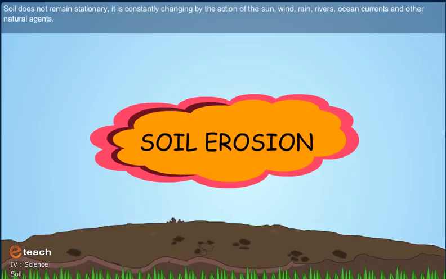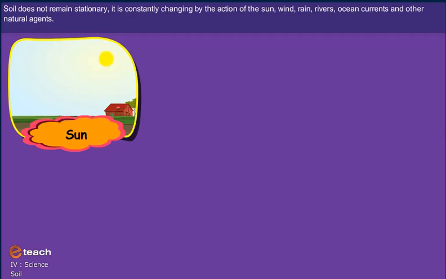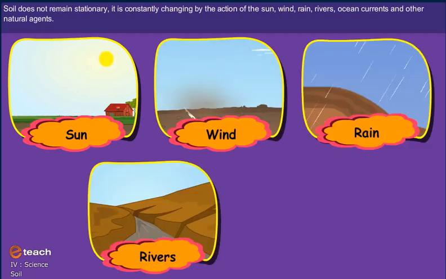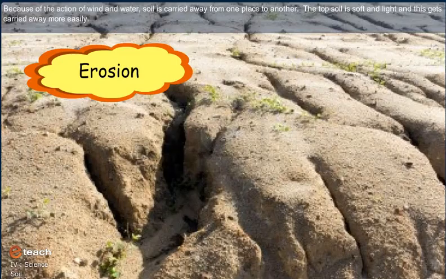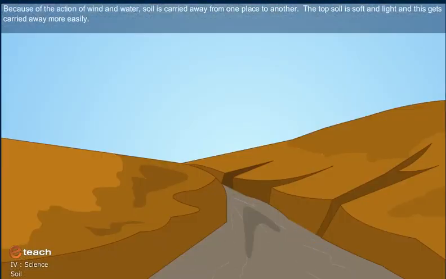Soil does not remain stationary. It is constantly changing by the action of the sun, wind, rain, rivers, ocean currents, and other natural agents. Because of the action of wind and water, soil is carried away from one place to another. The topsoil is soft and light, and this gets carried away more easily.